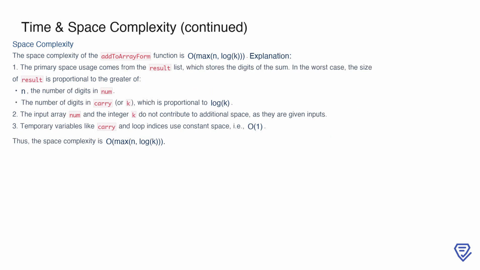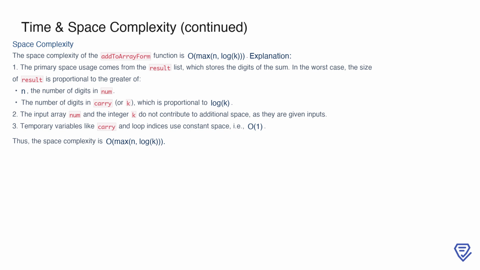The space complexity of the addToArrayForm function is also O(max(n, log k)). This is primarily because of the result list, which stores the digits of the final sum. The size of this list is proportional to the greater of two values, the length of the input array number, which is n, and the number of digits in the integer carry, or k, which is proportional to log k.